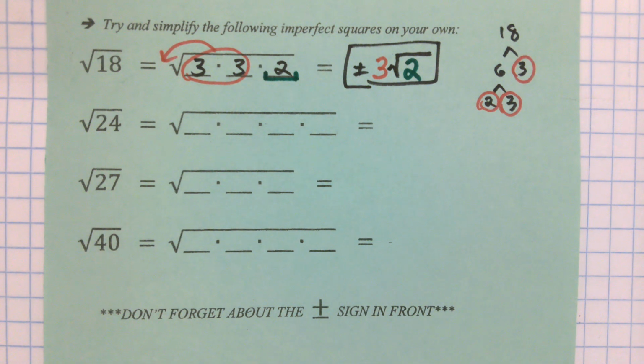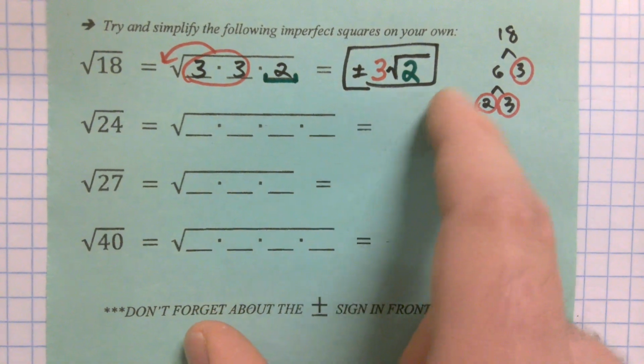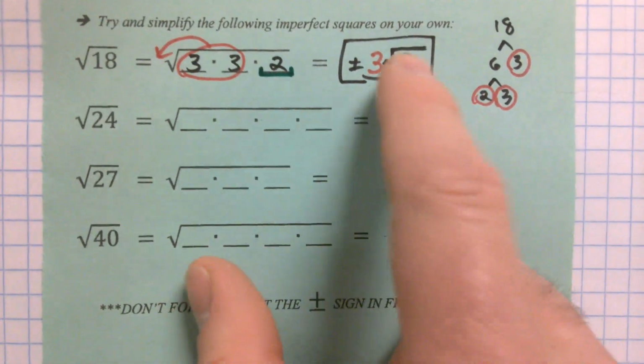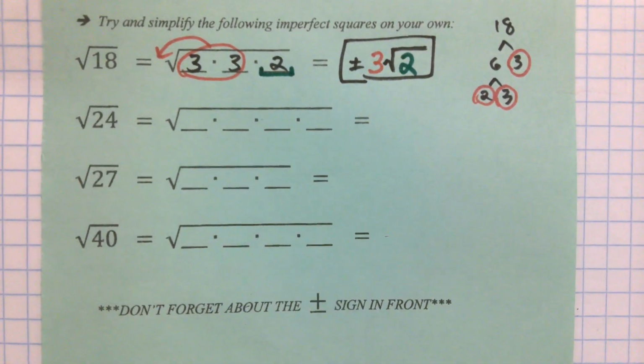So estimating, we're finding where this imperfect square falls between. Simplifying, we're actually pulling out everything we can and leaving a square root in our answer. Okay? Let's give the next one a try together.